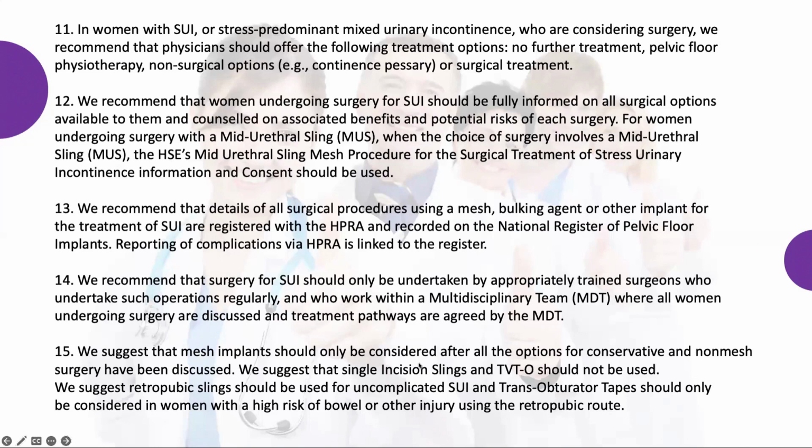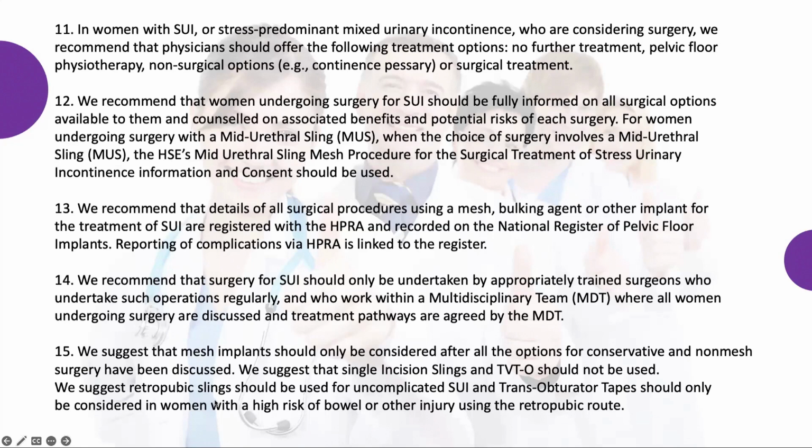And we suggest that these implants should only be considered after all options for the conservative and non-mesh surgeries have been discussed. So RCPI is also of the same point of view that mesh implants should only be used either once all the other measures have failed, or when this is the only option which can be applied to certain patients. And this suggests that single incision slings and TVT should not be used.